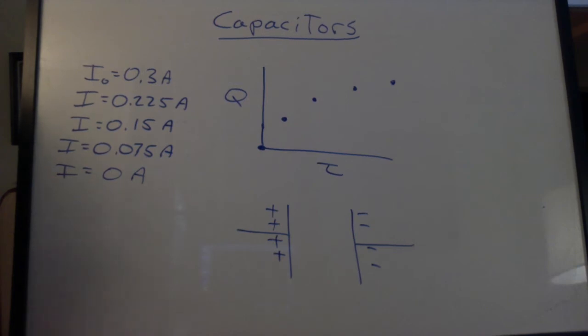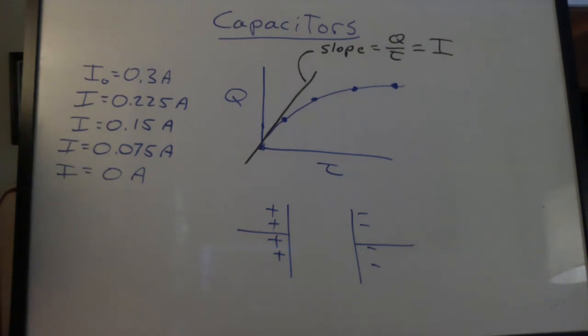So what does the curve look like? It's going to rise quickly and then level off. Drawing a tangent line at time 0 tells us something about the current. The slope of this line is charge per time. That's the current. And if it's at time 0, it's the initial current. What's the slope after a long time? If no more charge is flowing on, then the slope is 0, and that's the current. Current is 0.